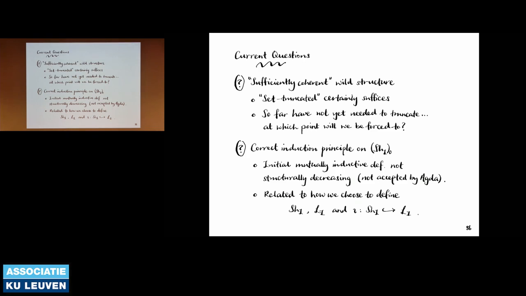This is related to how we choose to define this category of shapes. We're constructing this by induction over the objects. So how do we construct this, and how does it embed into the category of coesives? So that's the current state of things. I think that's all for now. Thanks for your attention.